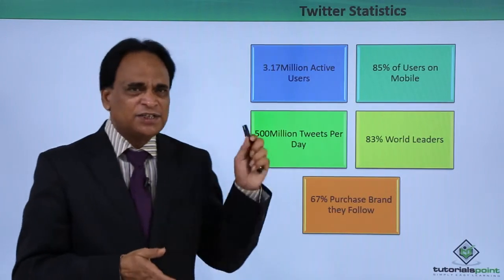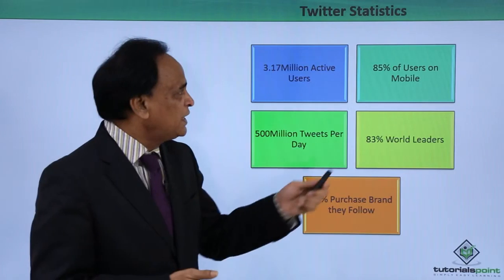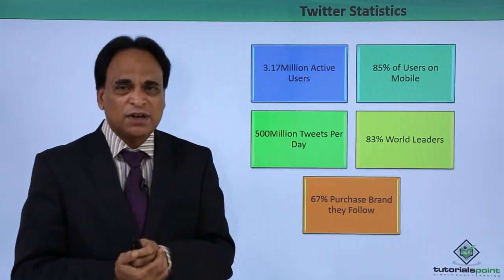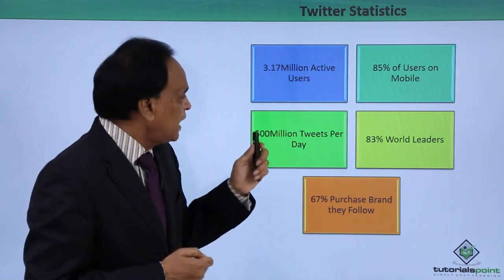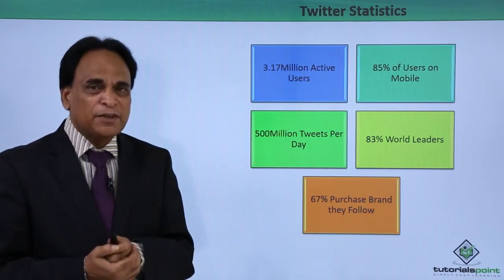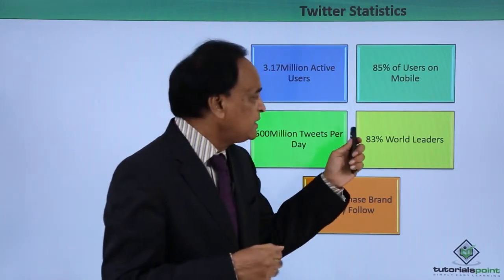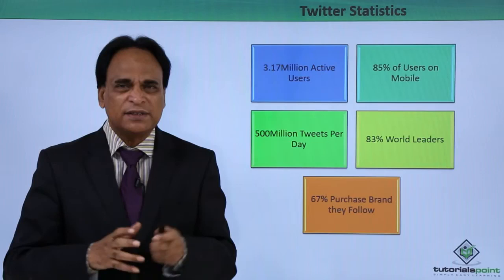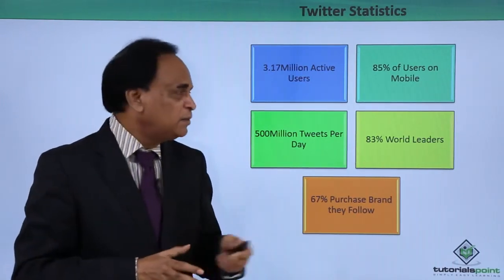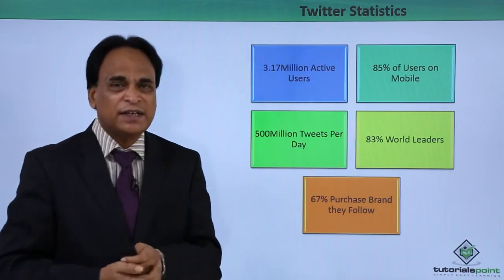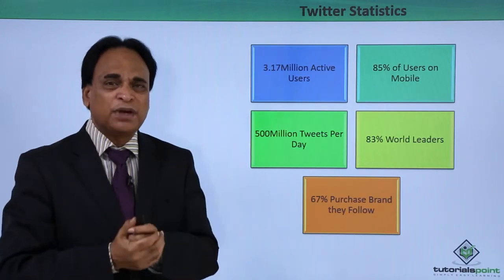Twitter statistics, let's check these figures. 3.7 million active users on Twitter, 85% of the users are accessing Twitter from mobile. You have about 500 million tweets per day, 500 million tweets are sent every single day. 83% of the world leaders, the presidents, the prime ministers, the kings, they are available and they have pages on Twitter and they are interacting and engaging with their countrymen and with their people around the world.